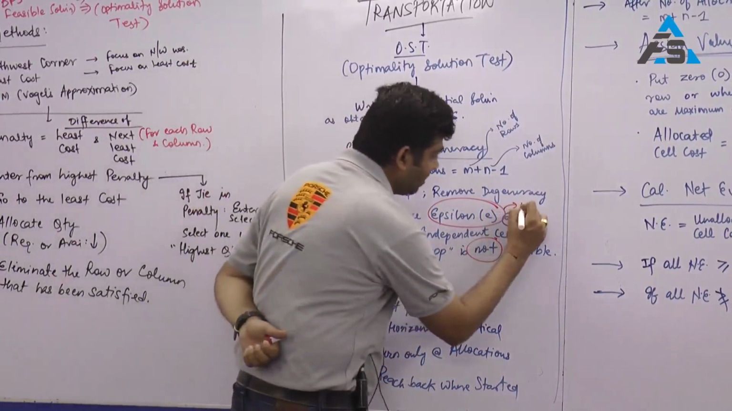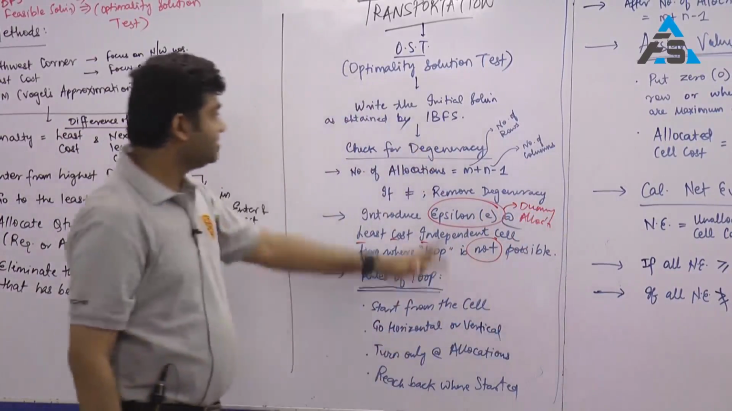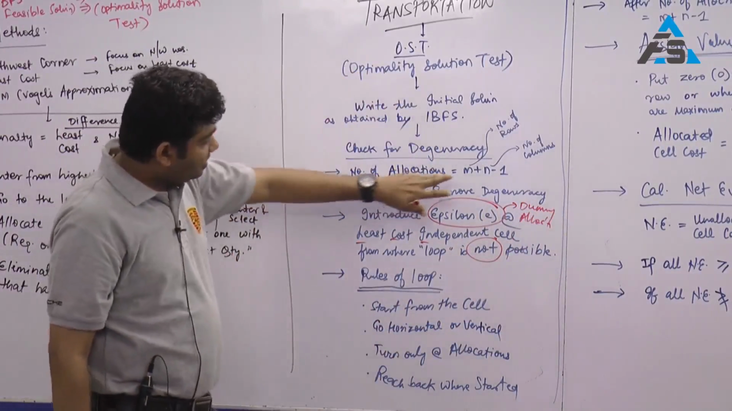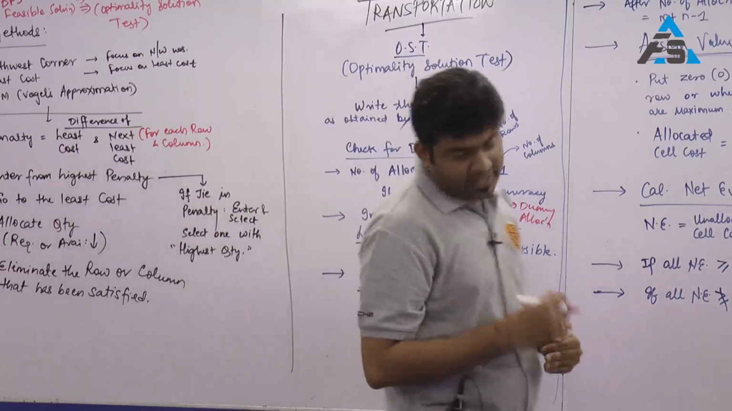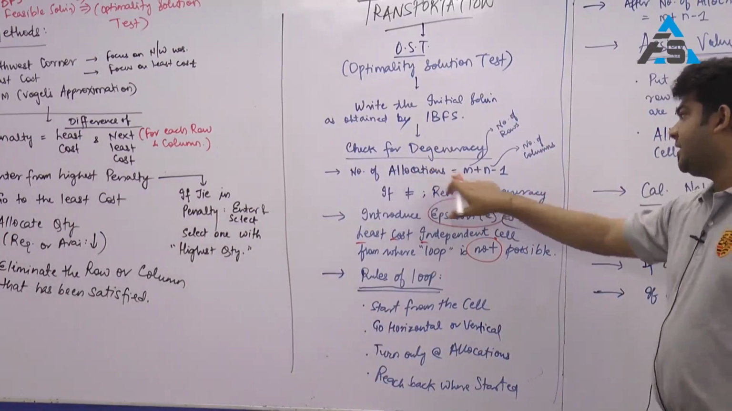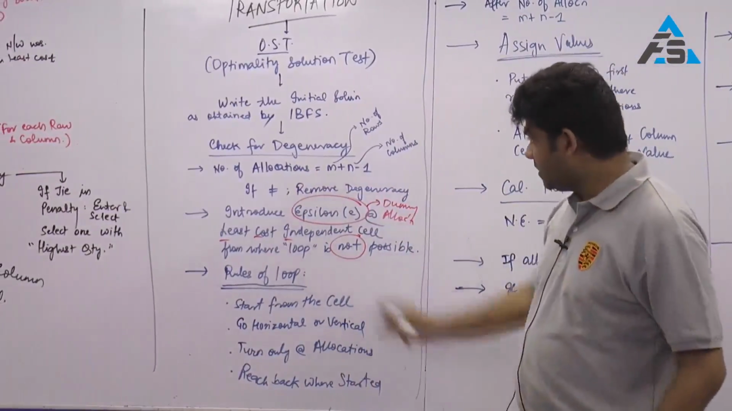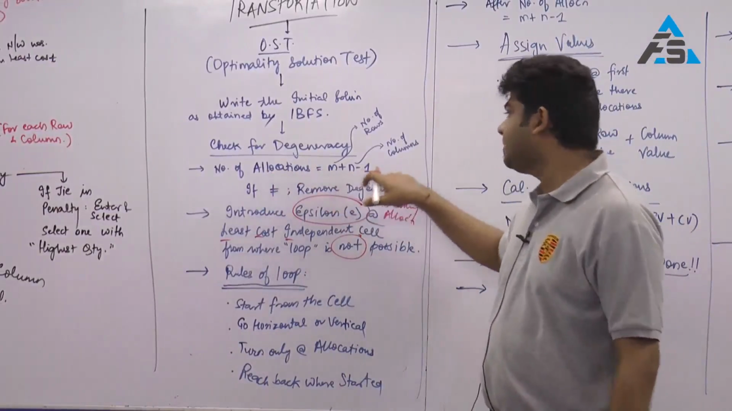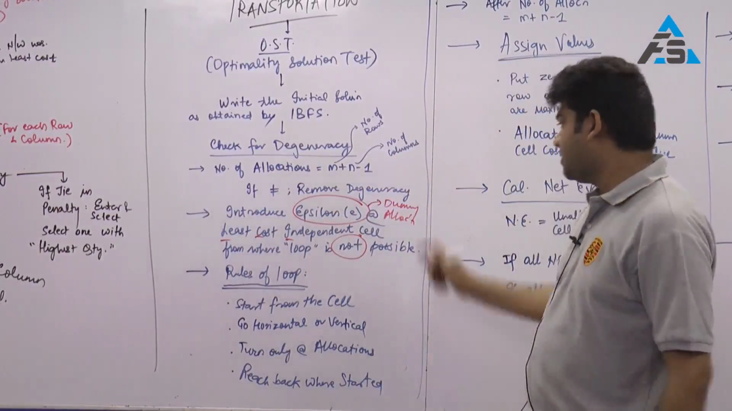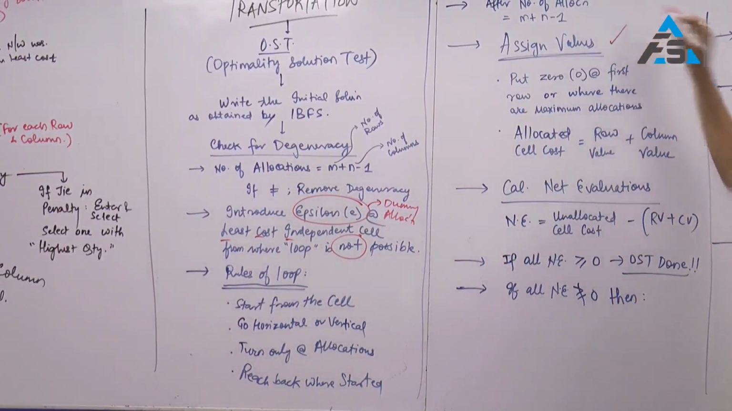So what is this epsilon? It is a dummy allocation. Once this dummy allocation is done, we come to know that the number of allocations equals m plus n minus 1. There can be 1e, 2e depending on the difference. If the number of allocations is 8 and m plus n minus 1 is 6, then we will probably need 2 epsilons. If the number of allocations is 7 and m plus n minus 1 is 8, we will need 1 epsilon, and accordingly we will then move on to assigning of values.